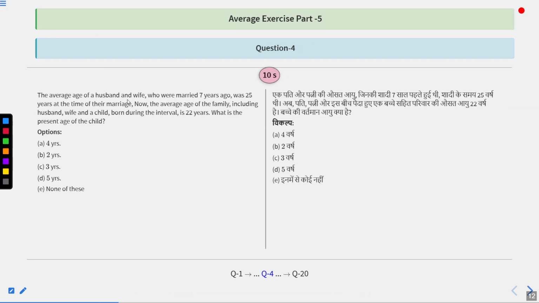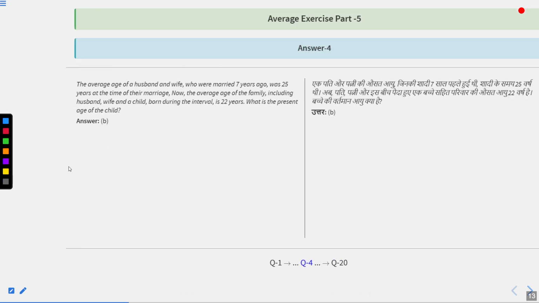The average age of a husband and wife at the time of their marriage, 7 years ago, was 25 years. Now the average age of the family, including husband, wife and a child born during the interval, is 22. What is the present age of the child? You have 5 options and 10 seconds to analyze the question. Your time starts now. Time's up. Let's see the solution.